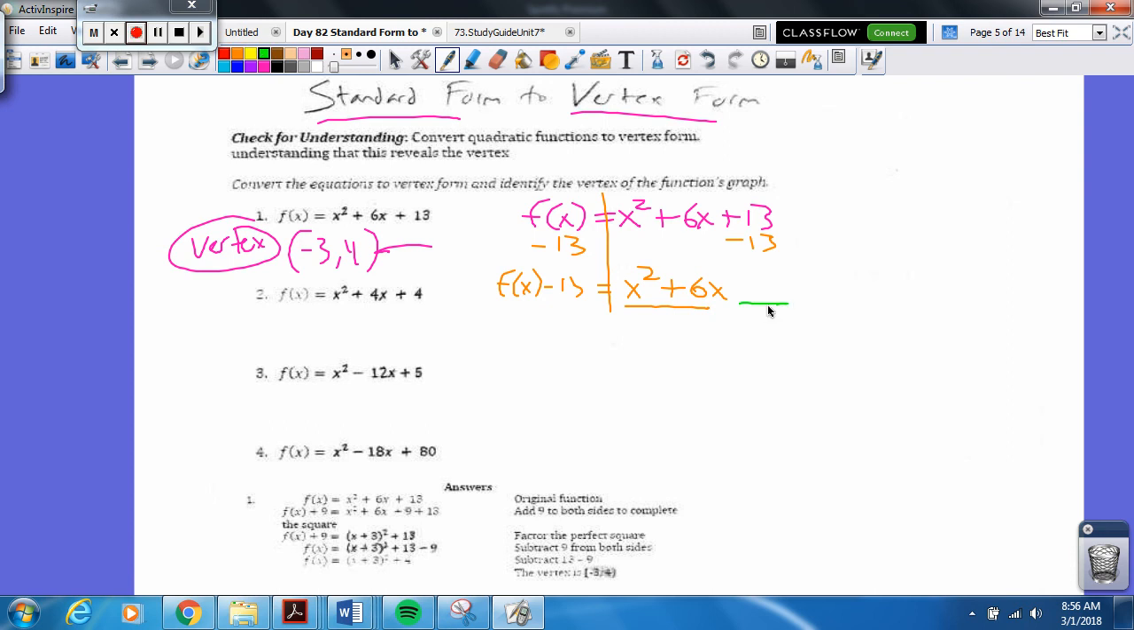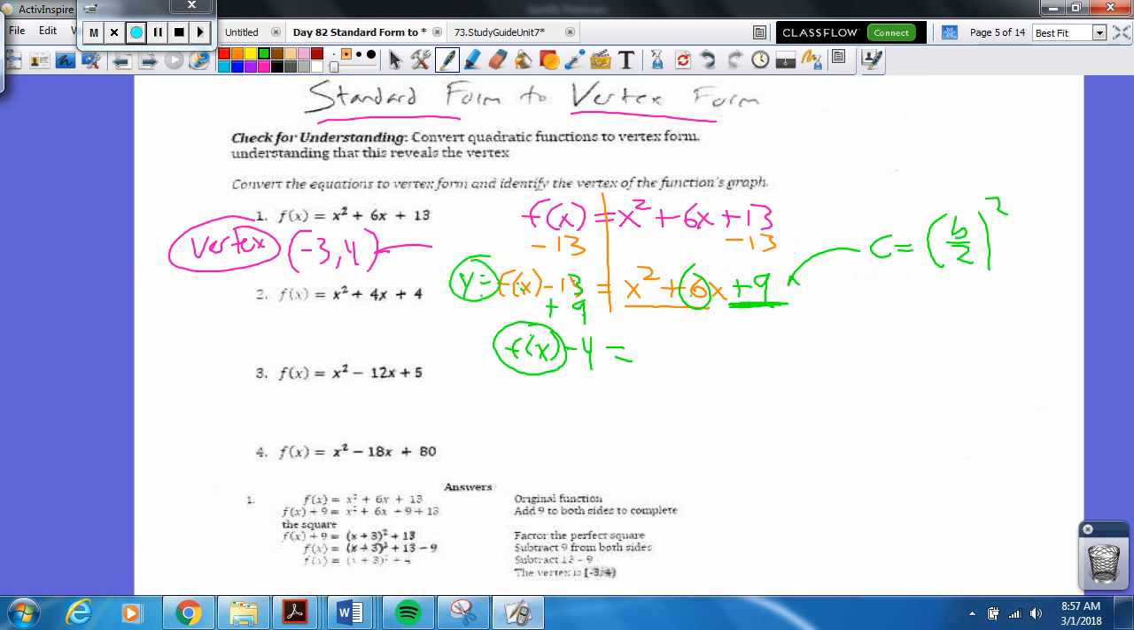So space right here, remember that? In here is my c, which is going to be b divided by 2, squared. And here's b. 6 divided by 2 is 3. 3 squared is 9. And I'm going to add 9 here to the 13. So on the left side, I got f of x, negative 13 plus 9 is negative 4. So this f of x is y. It's the same thing. So that's y. If I'm confused, that's y. That's what I put in my head.